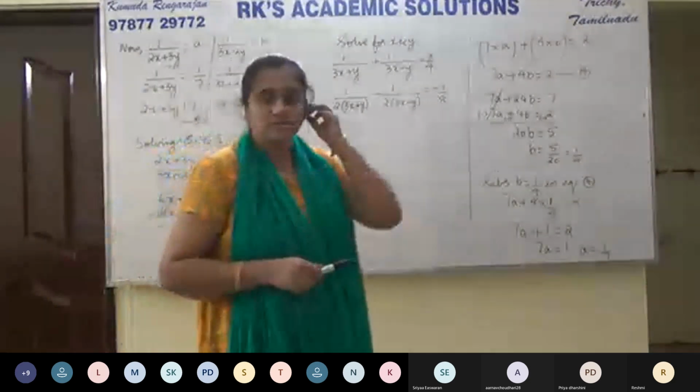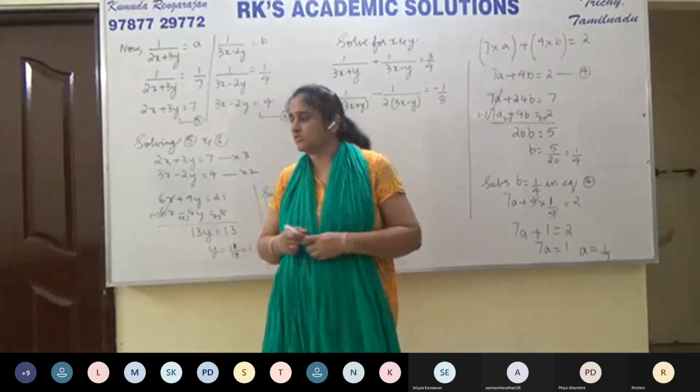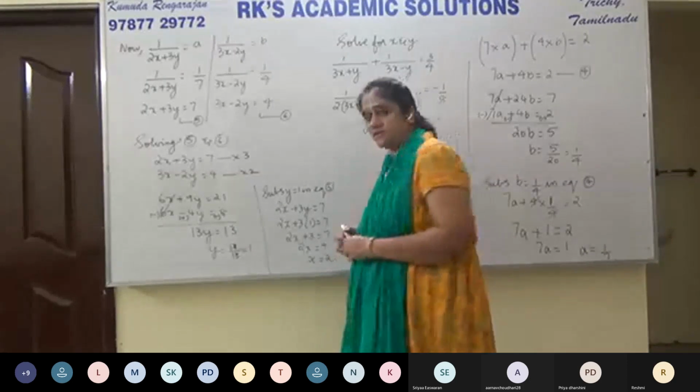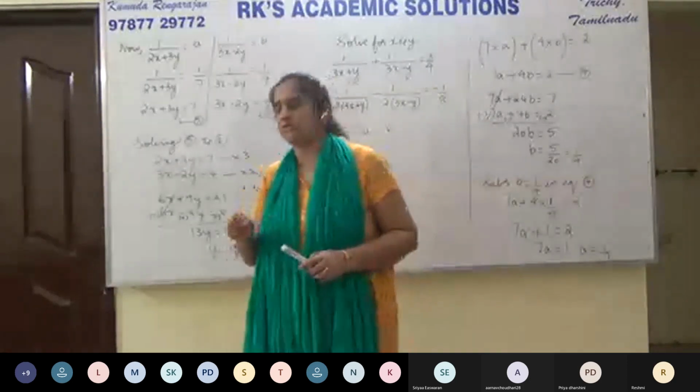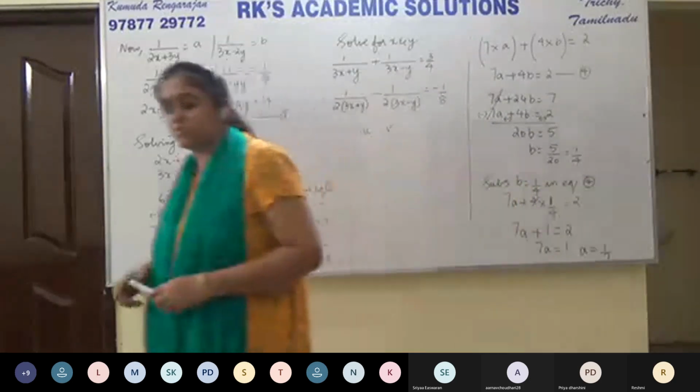Children, one instruction: like in the earlier one, we used A and B. Here you use U and V. Use U for the first one and V for the second one. You have to substitute, right? So use U and V.